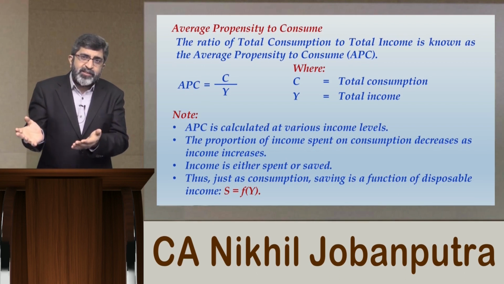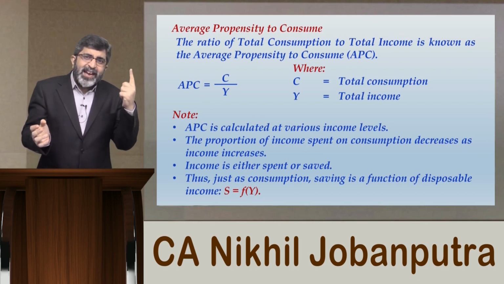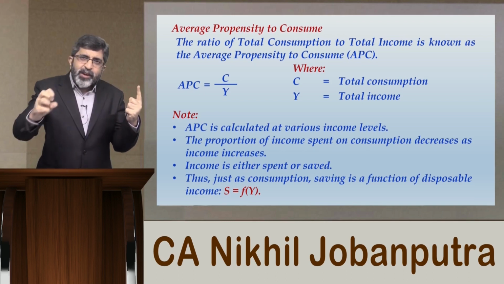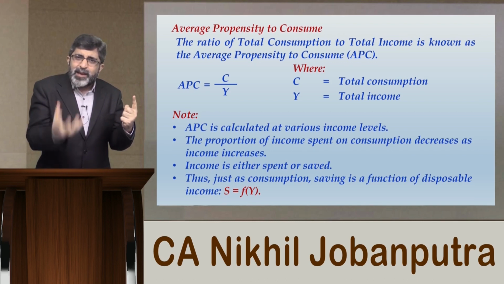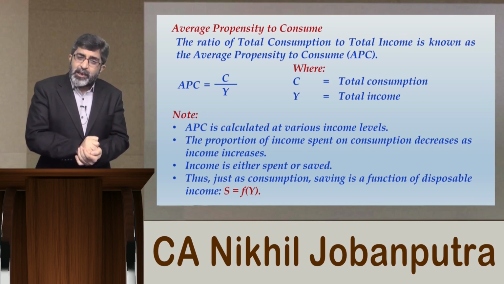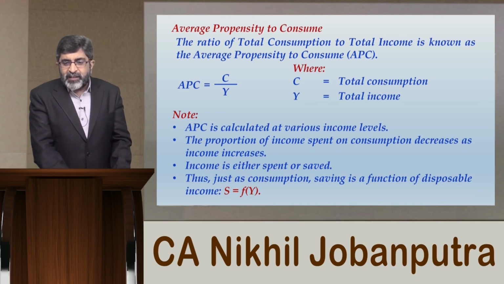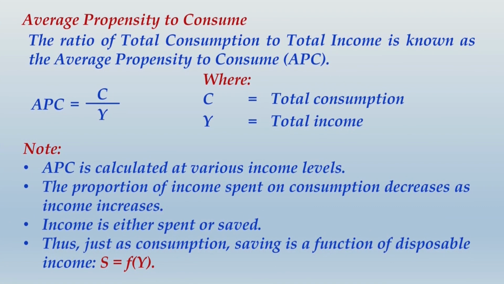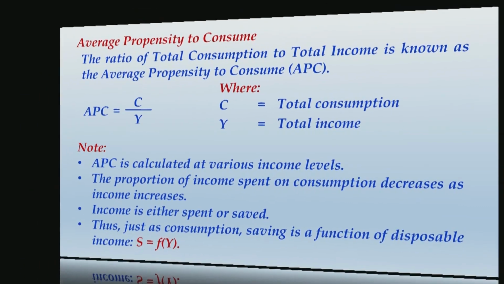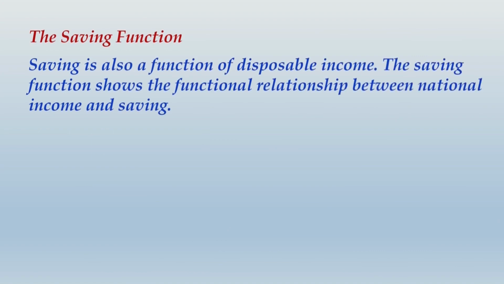How I got 40%? From 1, that is the entire 100%, if you subtract the marginal propensity to consume, that is 60%, the remainder will be nothing but 40%, which is the marginal propensity to save. So even the savings is a function dependent on the income. Let us move ahead and now write the saving function. I have already explained you this. Savings is also a function of disposable income.